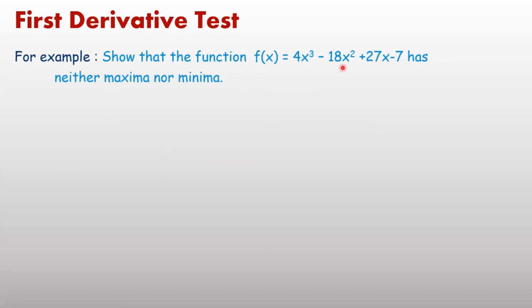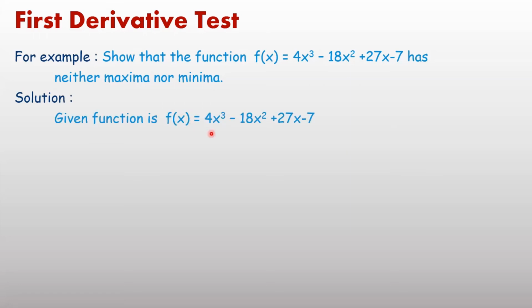For example, f(x) is given. We just want to check the point of local maxima or local minima. Same process: note down the function, then differentiate with respect to x. 4x cube minus 18x square plus 27x minus 7. Differentiate: 12x square minus 36x plus 27. 3 common. After that you will get 4x square minus 12x plus 9, which is equal to 2x minus 3 whole square, so 3 into 2x minus 3 whole square.